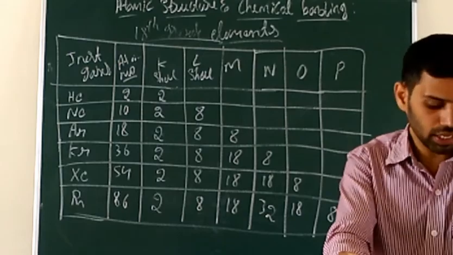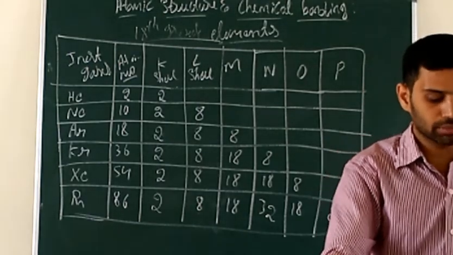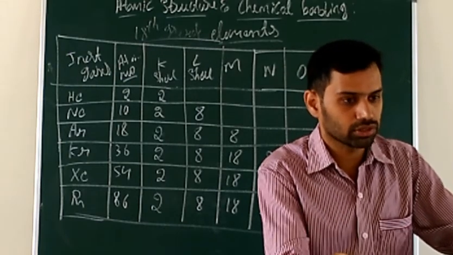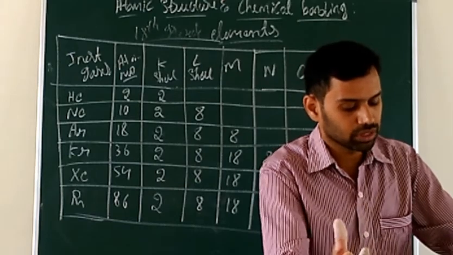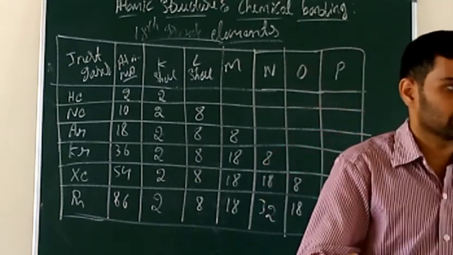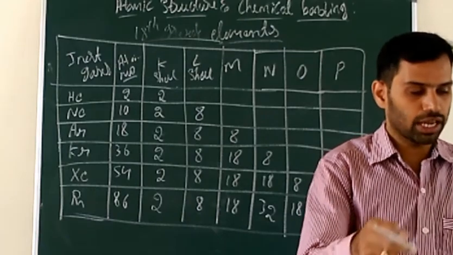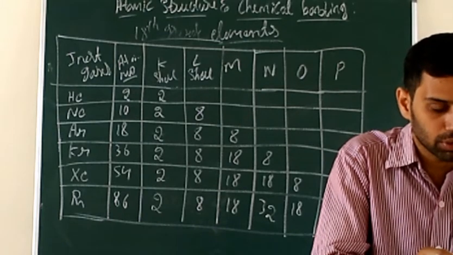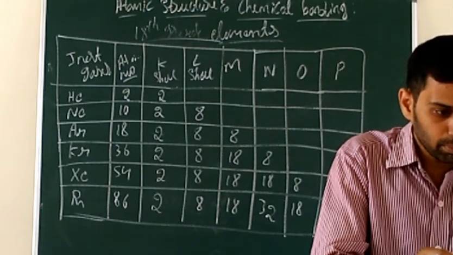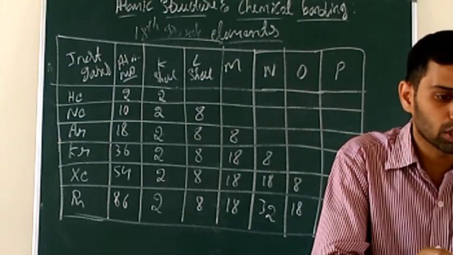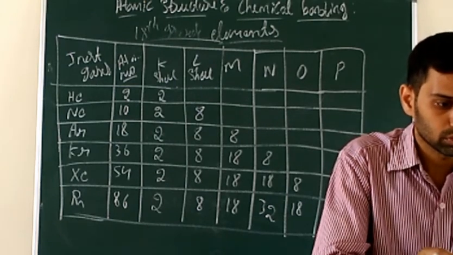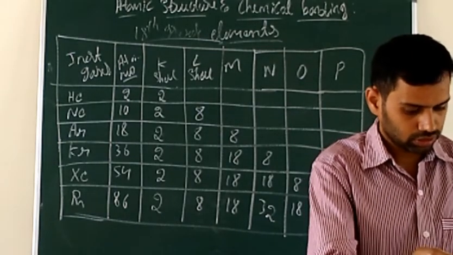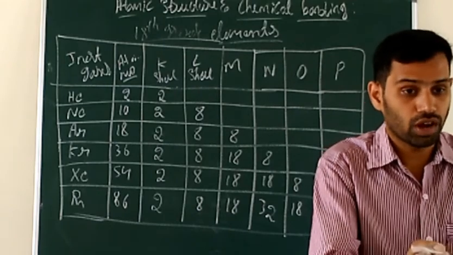A chemical bond is defined as the force of attraction between two atoms that binds them together as a unit of a molecule. Chemical bond, that is an attraction. The force of attraction between two atoms that binds them together as a unit of molecule. That is called a chemical bond. Clear? So this is how we form chemical bonds.